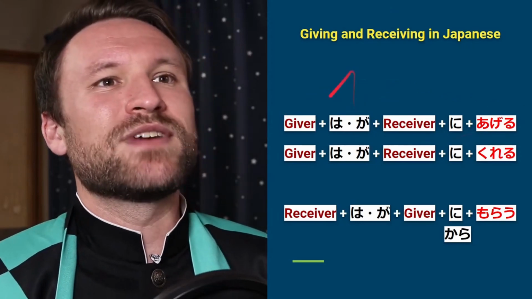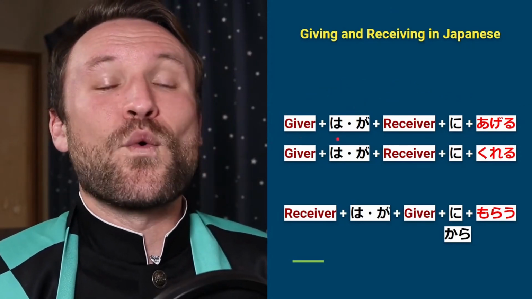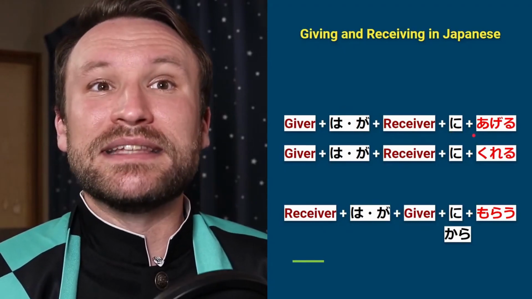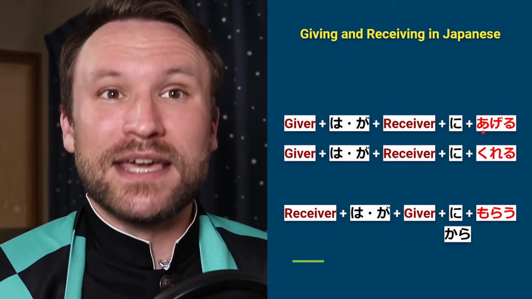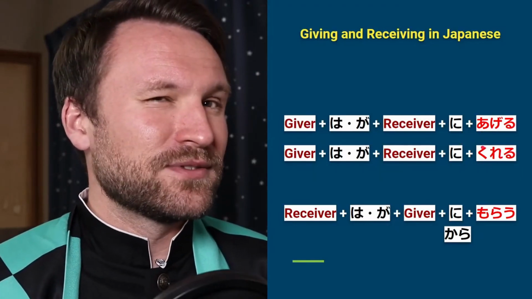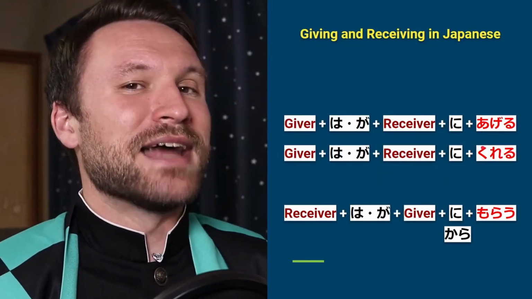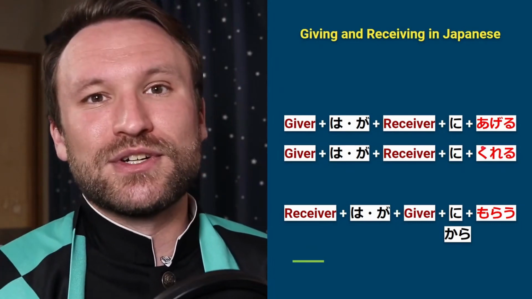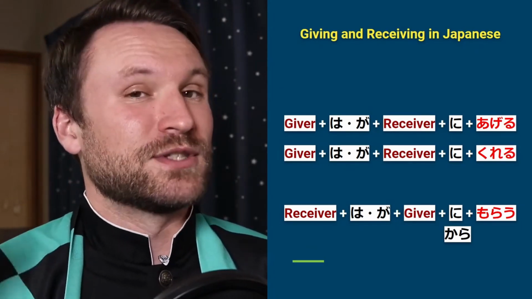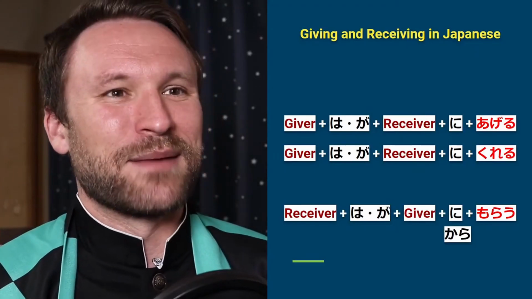So we've got giver plus wa or ga, either particle is fine. Receiver ni ageru, that means to give. Same thing plus kureru also means to give, but not to someone else. Like you can't use kureru when you give something to someone else. That's for when people give something to you or someone very close to you. It'll make sense in a minute, I promise.